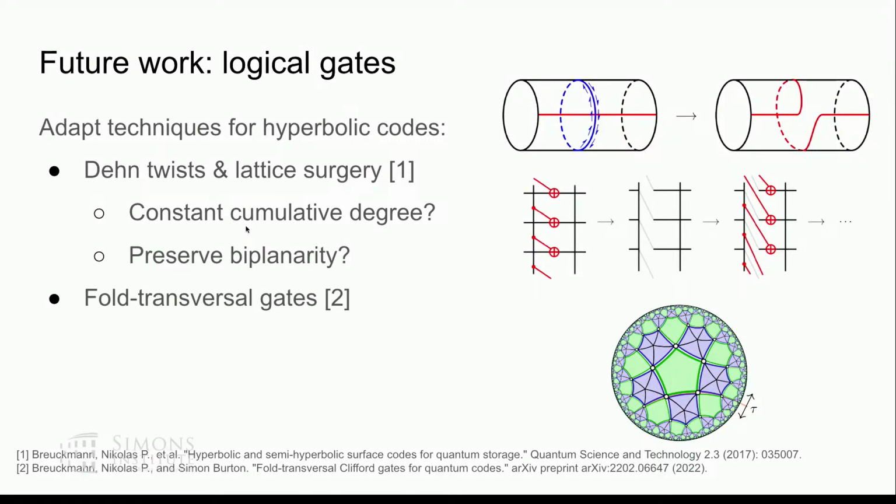And it would also be interesting to look at constructions which both have good performance for these noise models and also are amenable to full transversal gates.